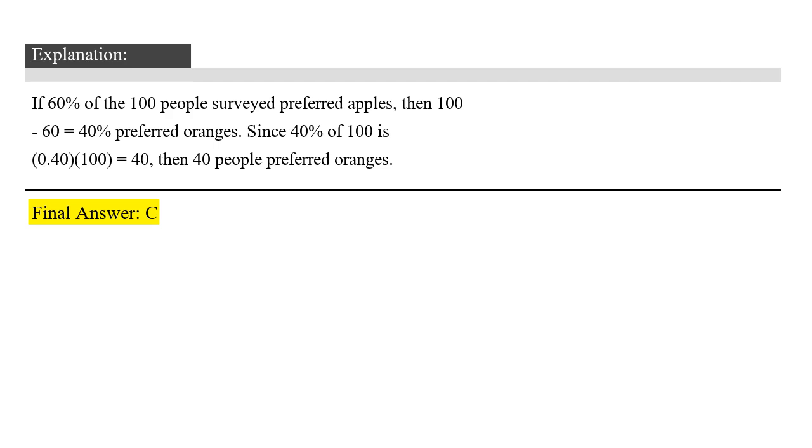If 60% of the 100 people surveyed preferred apples, then 100 - 60 = 40% preferred oranges. Since 40% of 100 is 0.40 times 100 equals 40, then 40 people preferred oranges.